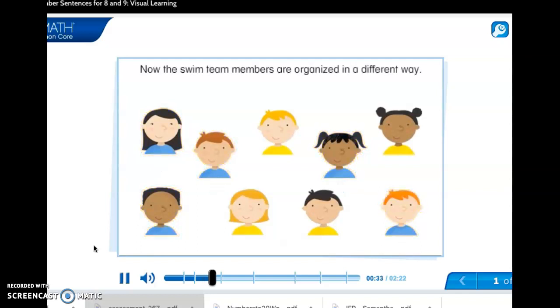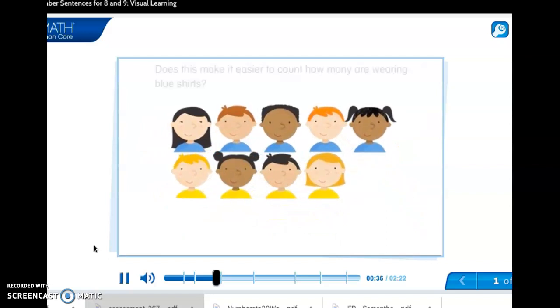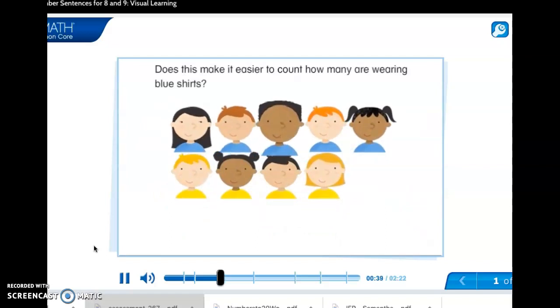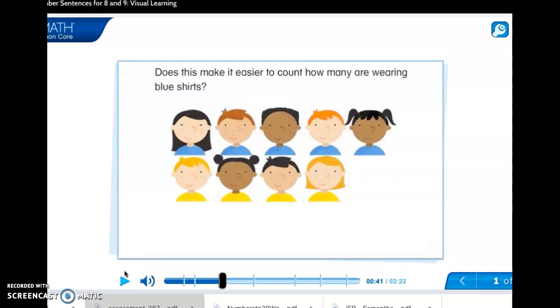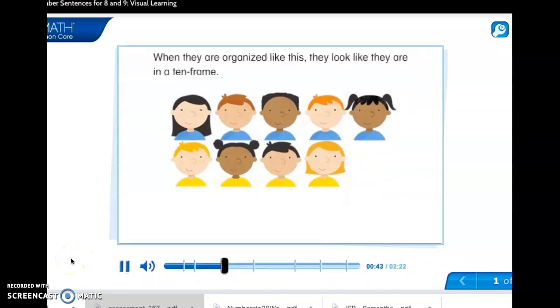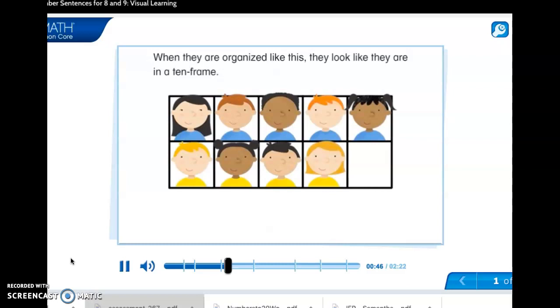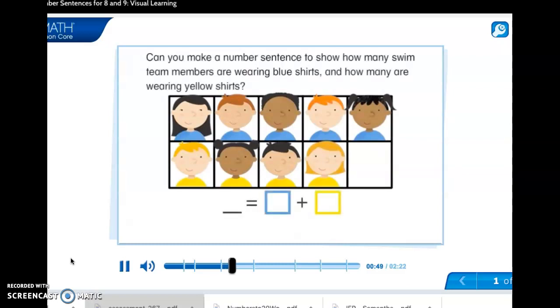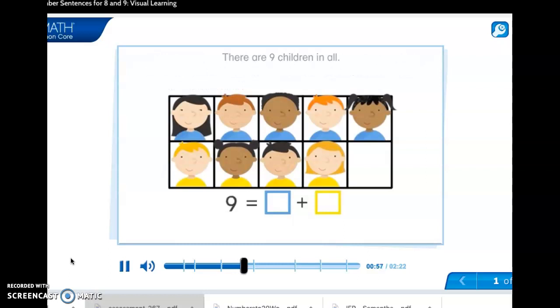Now the swim team members are organized in a different way. Does this make it easier to count how many are wearing blue shirts? When they are organized like this, they look like they are in a 10 frame. Can you make a number sentence to show how many swim team members are wearing blue shirts and how many are wearing yellow shirts? There are 9 children in all. 5 are wearing blue shirts and 4 are wearing yellow shirts. 9 equals 5 plus 4.